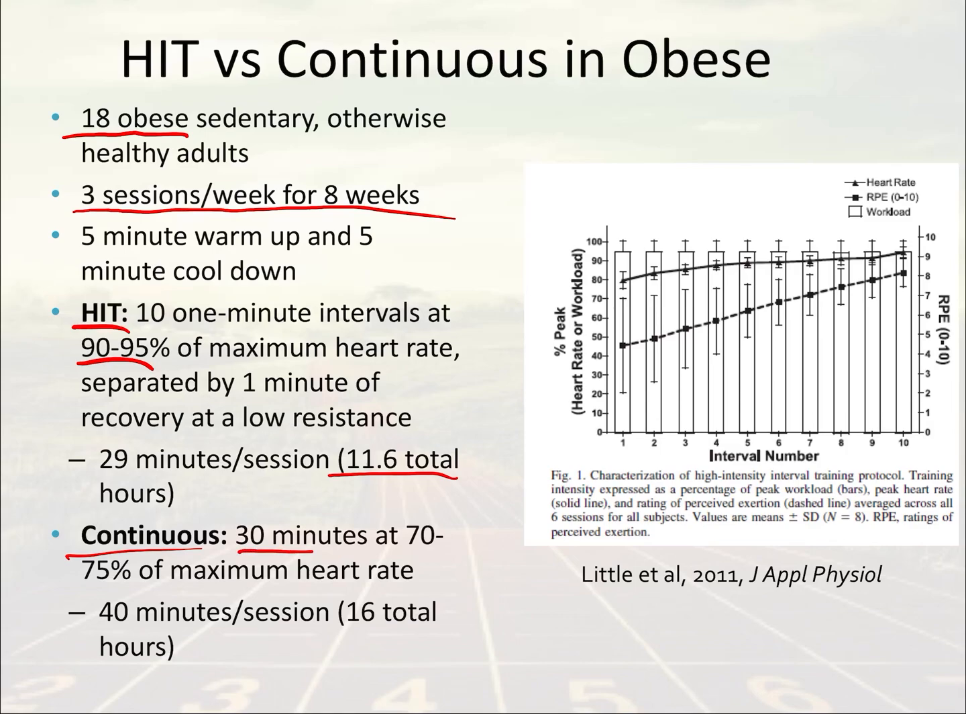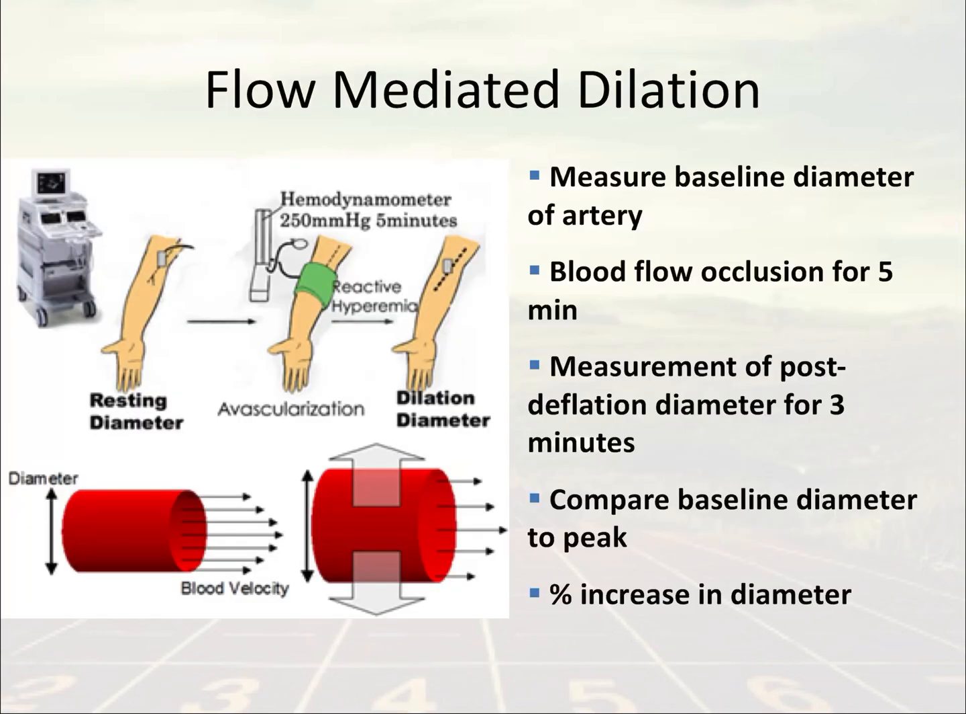Continuous group did 30 minutes at 70 to 75. Total exercise time was 16 hours. All right, so quite a bit shorter in the HIIT group. Okay, and the main outcome that we tested in that study was something called flow-mediated dilation.